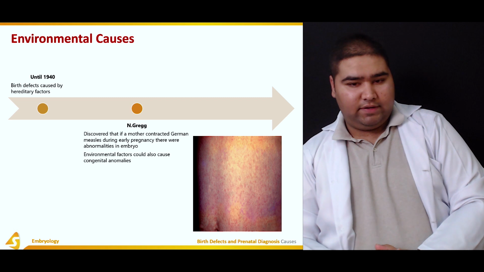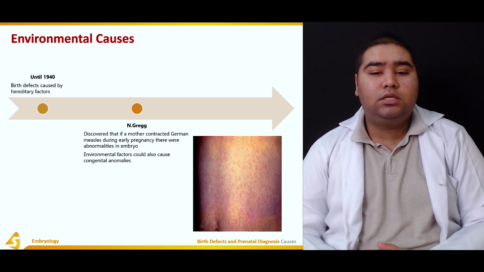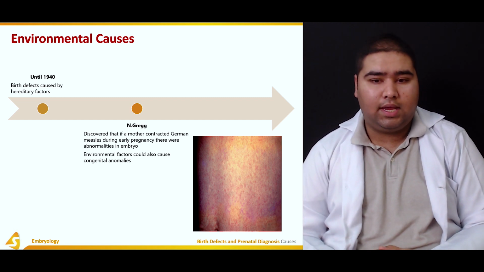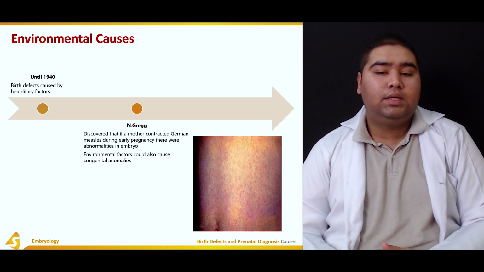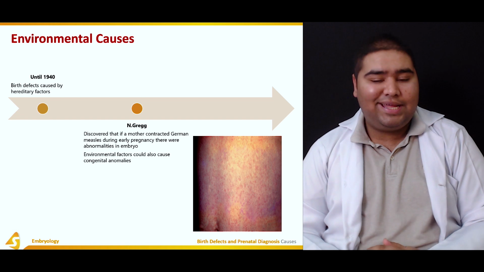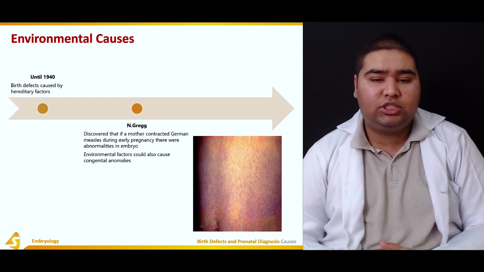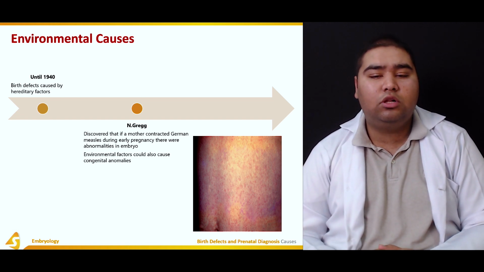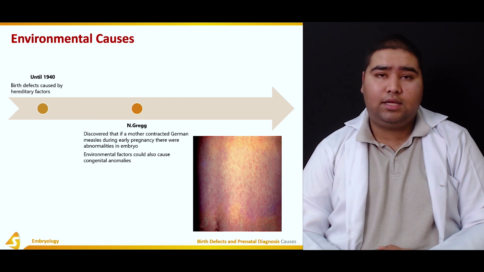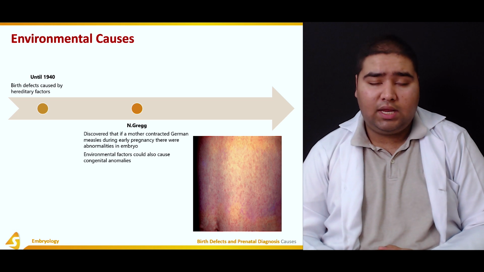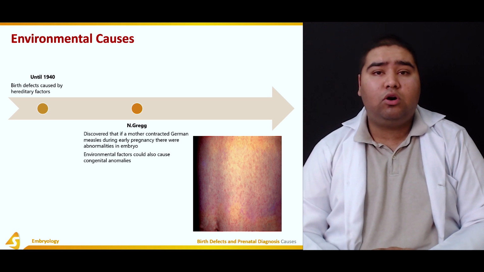N. Gregg discovered that if a mother contracted German measles during early pregnancy, there were abnormalities in the embryo. This led to the postulation that environmental factors could also cause congenital anomalies. It was a breakthrough for that time, as nobody used to believe that environmental factors were a cause of birth defects.